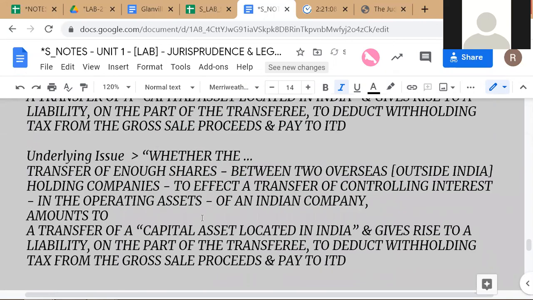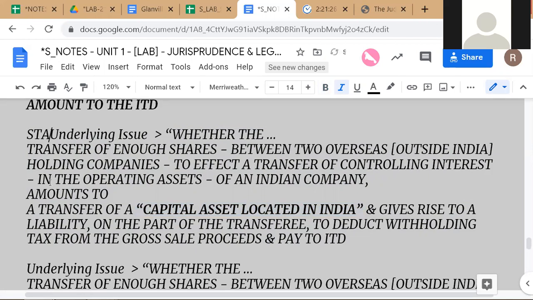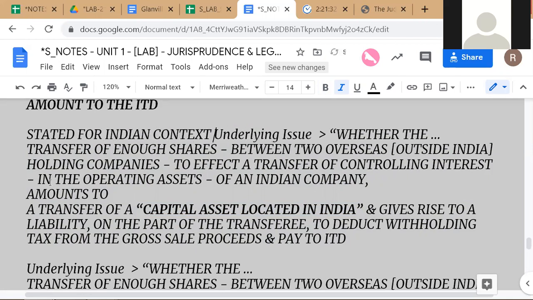Okay, so the underlying issue is here. This is the part which is the Indian tax law language. We're going to wipe out this language in the next part. Underlying issue here, stated for the Indian context only. It should be "the Indian context," but in many cases I'm not using proper English to save time.